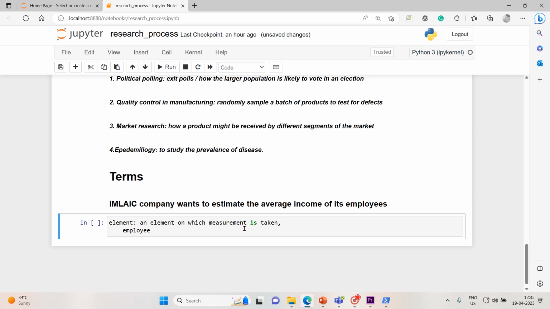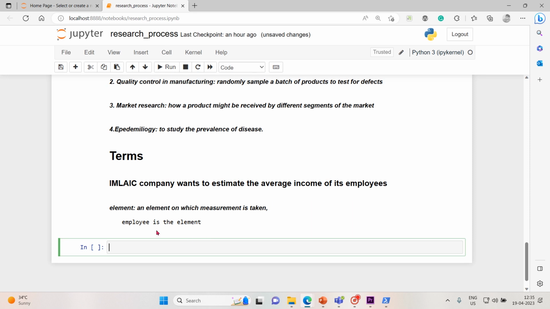So that's the reason an element is a single member of your company. That's what an element is: a single member of your company. So in this case, each employee would be the element of your company or your population. Okay, so employee is the element. You can apply the same concept with the other examples also. That's the reason I'm making it very simple. Okay, employee is the element of your population. This is what the element is.